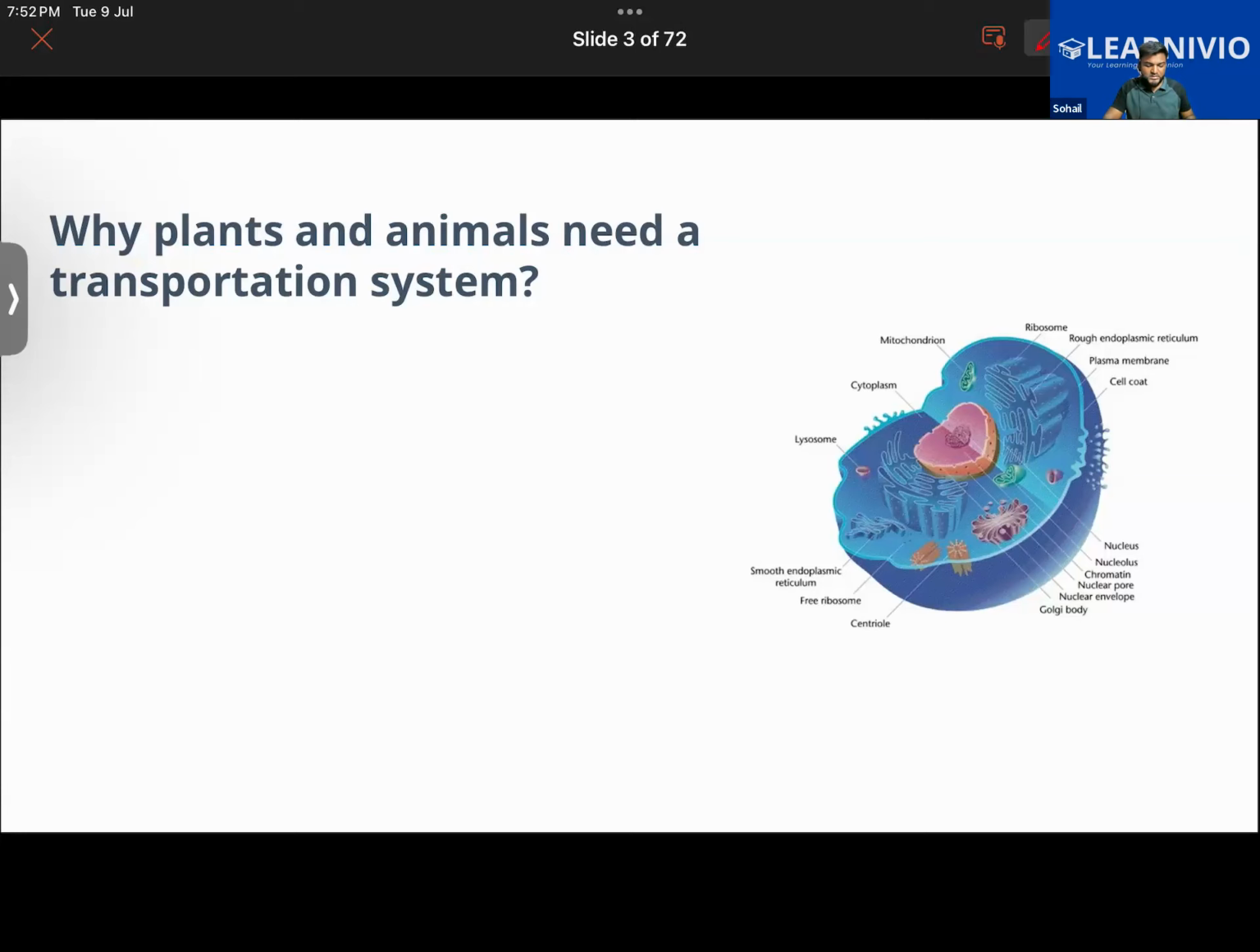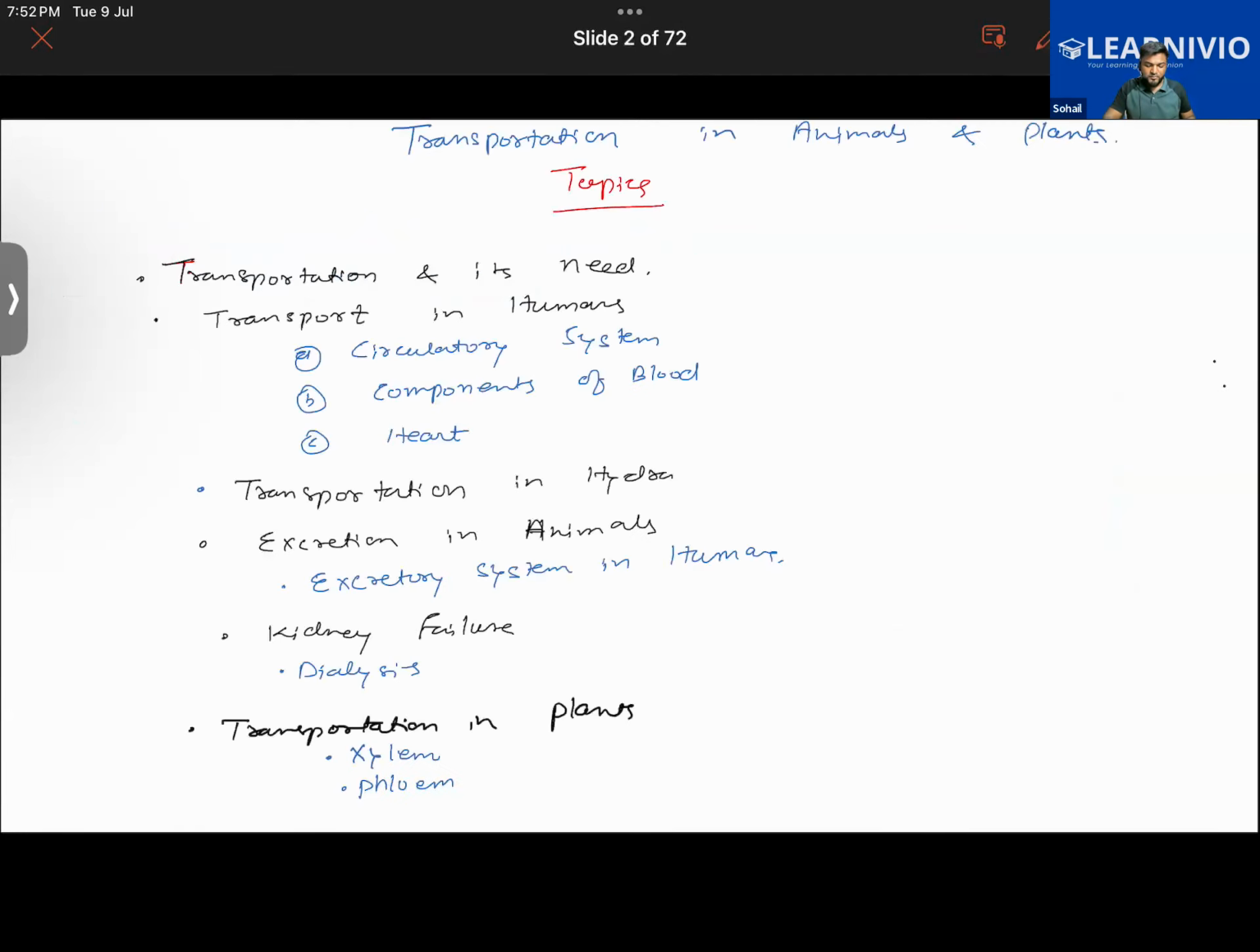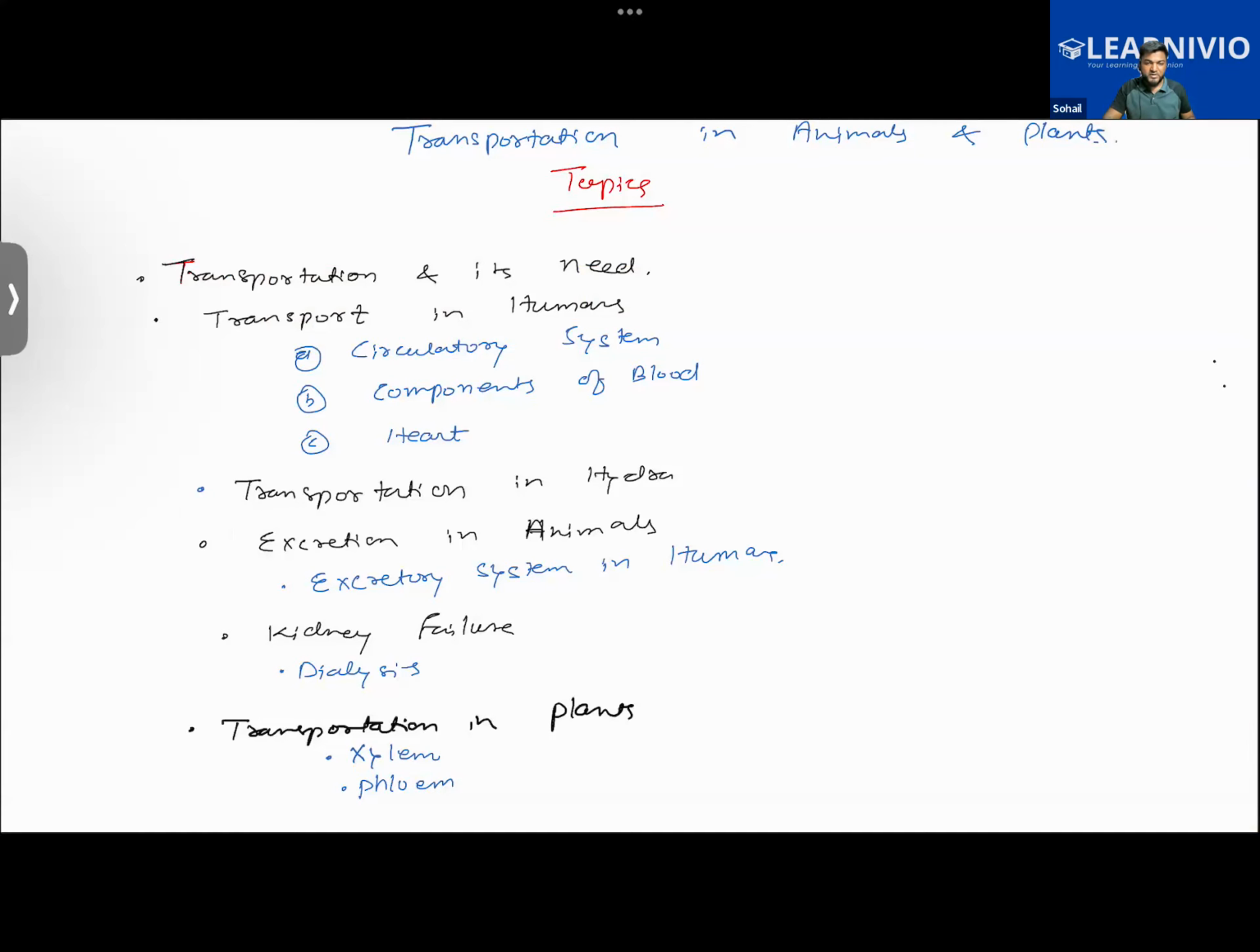See, we have started a new chapter today: transportation in animals and plants. These were the topics. If possible, you can take the screenshot of it. Okay, sir, we have to write it down. Yeah, you guys have to write it down. Others have already noted it, so you take the screenshot. Okay?